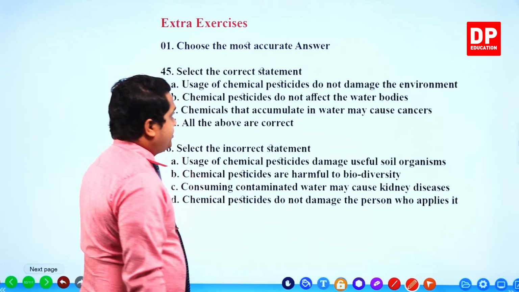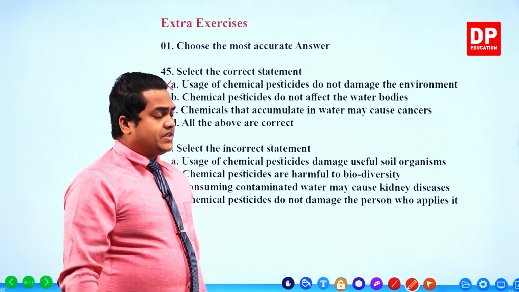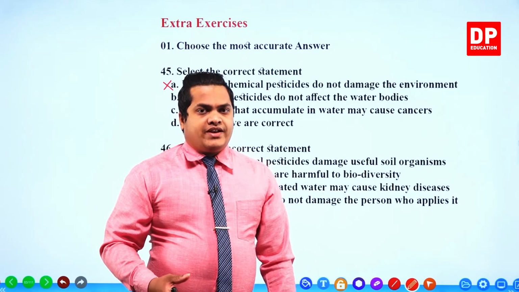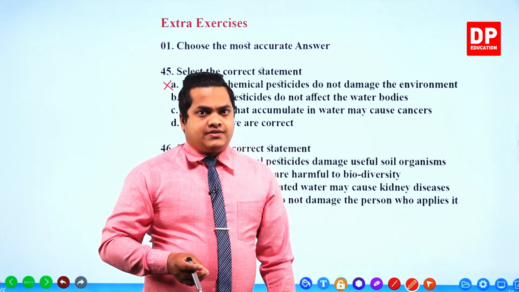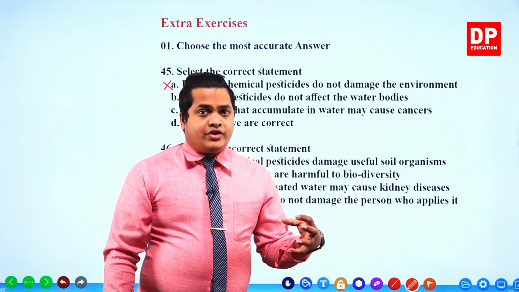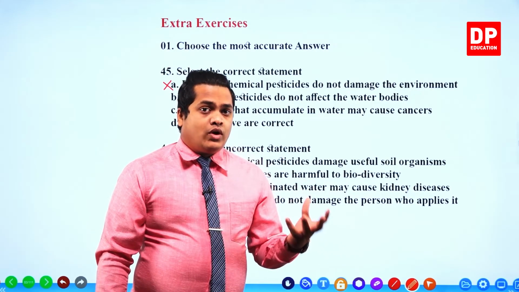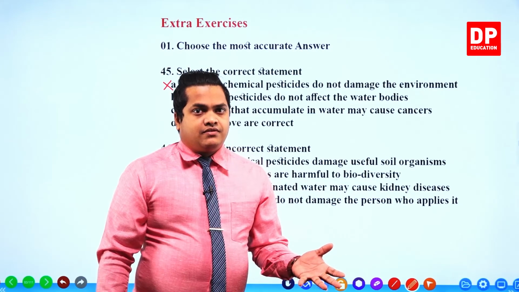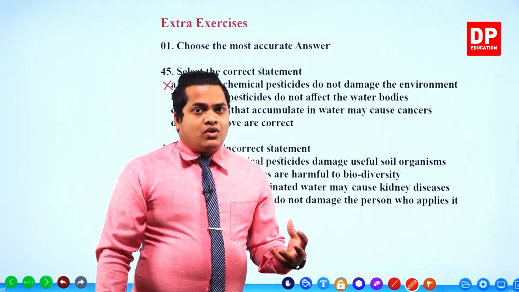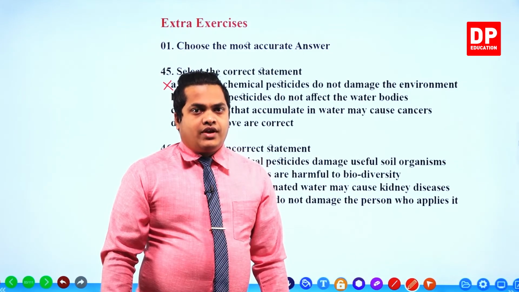Then the next question. Question number 45, select the correct answer. First one given: usage of chemical pesticides does not damage the environment. Incorrect. Usage of chemical pesticides does damage the environment. Why? Because chemical pesticides are going to damage all organisms equally. They hurt the organisms that are needed for the environment itself. The organisms that fertilize the soil may die because of these things. So chemical pesticides are not favorable for the environment.